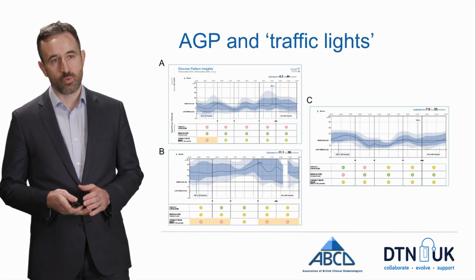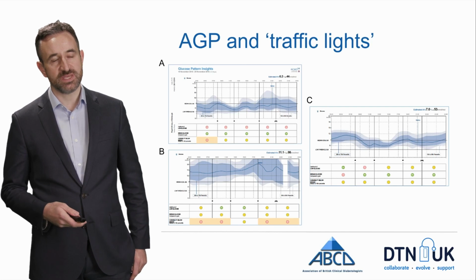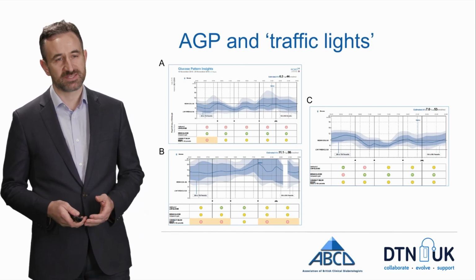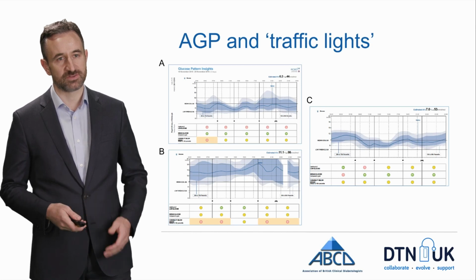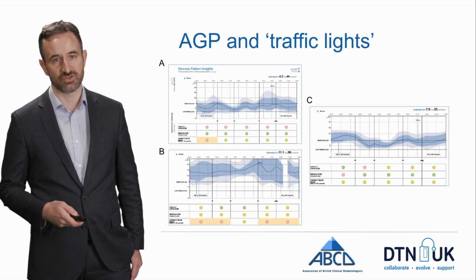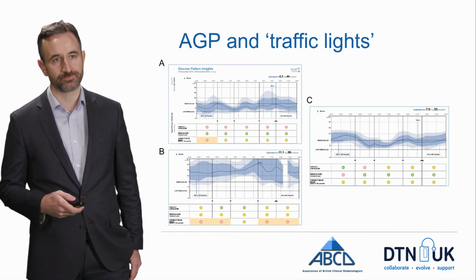Whereas if you see very wide bars, like in example B here, that suggests that this is not likely to be a pattern that replicates itself day after day, and probably you have to look into a lot more detail on the day-to-day traces to get an idea of what's going on.